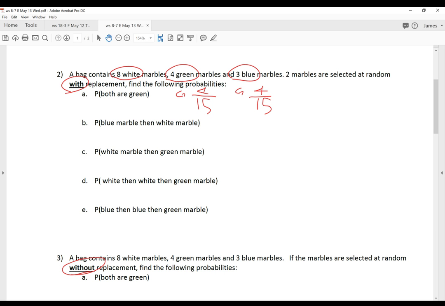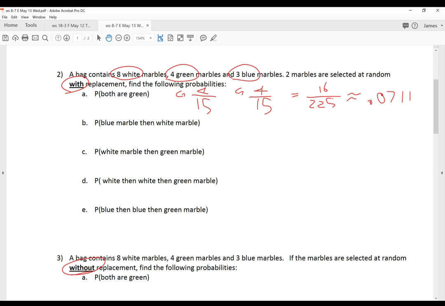So if you multiply that, I guess you could just leave it in fraction form. But with such a big fraction like this, you should change it into a decimal number. So 16 divided by 225 is 0.0711, approximately.